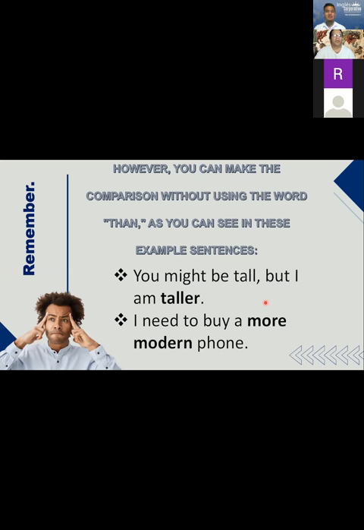I am taller than you. Excellent. I am taller than you. You see? ¿Entendemos ahora por qué usamos than y por qué hay veces no? Sí. Yes. All right. Very good.